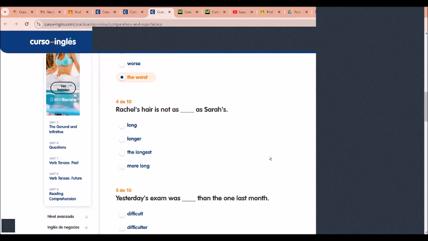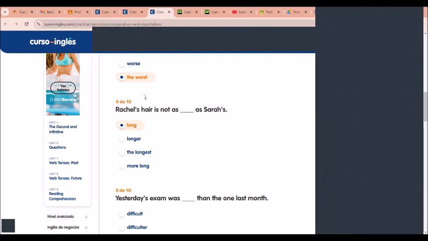Ramirez Armendaris, Paula Fernanda. Yes, Rachel's hair is not as longer as Sarah's. All right. Not as long. Remember when you compare in the negative or equal, your adjective stays the same. Not as long as. Not as fast as. Practice one more time. Yes, Rachel's hair is not as long as Sarah's. All right.